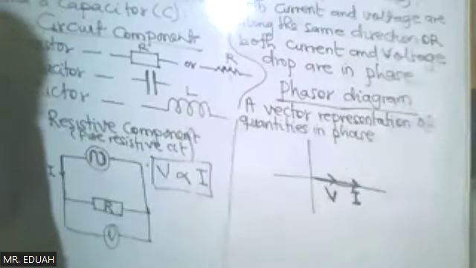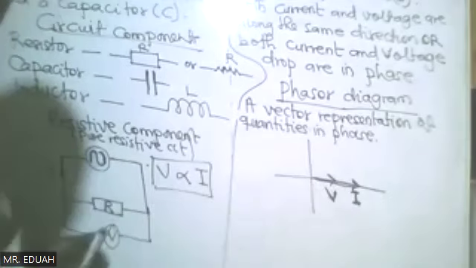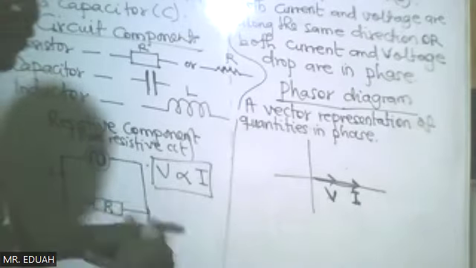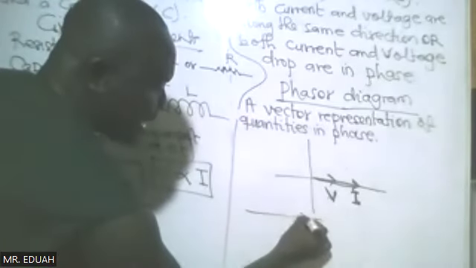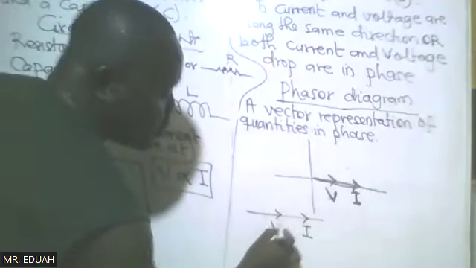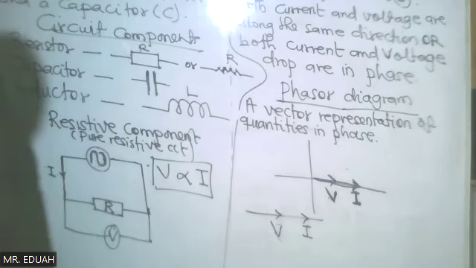meaning the two quantities are in phase. So usually when you are drawing this, this is for explanation, because we'll be looking at other quantities that are either in phase or out of phase. But when you are drawing a phasor diagram for a purely resistive circuit, you just draw a horizontal line, indicate the first as I and the second one as voltage, to mean that they are in phase. Please, is that okay? Yes, sir.